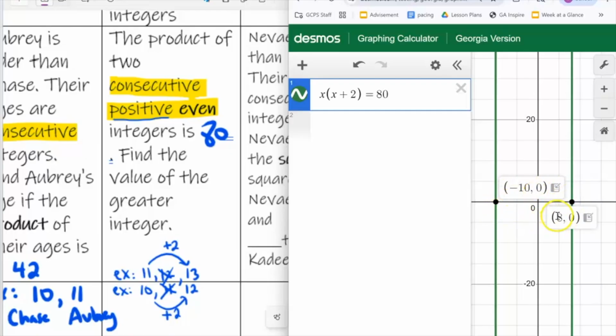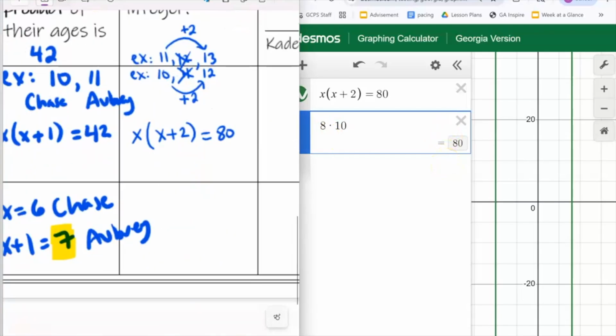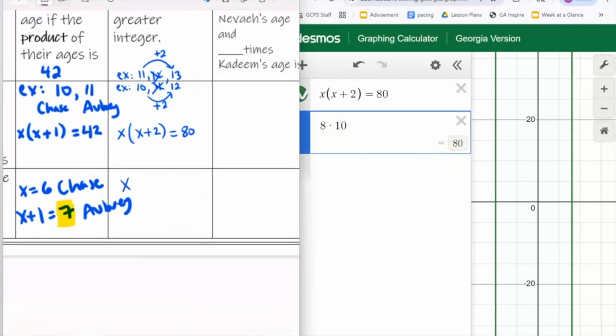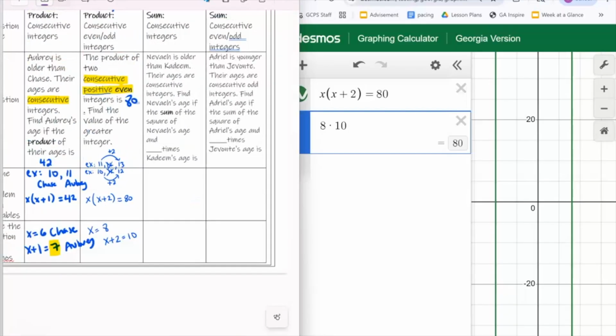So I need the positive number, which means my first number is 8, which means my next number has to be what? 10, right? And does that work? Yes, it does. All right, so my x is equal to 8 and my x plus 2 is equal to 10. And which one do they want? They want the greater number. All right, so my greater number is 10.